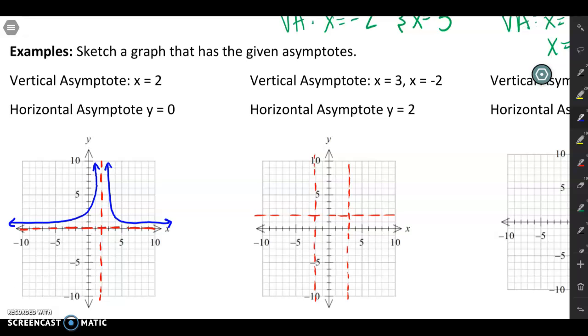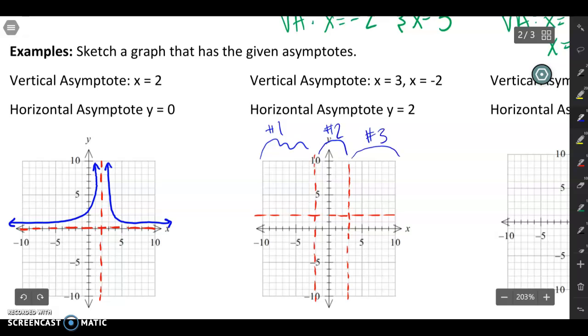I like to think about this graph as being divided into 3 sections. Here's section 1, here's section 2, and then here's section 3. So you need to draw a piece of the graph in every one of the sections. In section 1, maybe I'll draw the graph underneath the horizontal asymptote. In section 2, I have a couple different options. One, as you saw in the last example, I can just put a U shape right here.